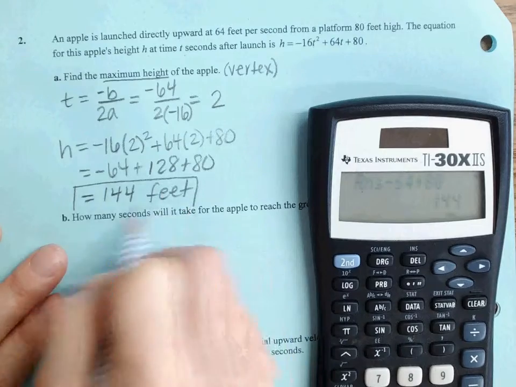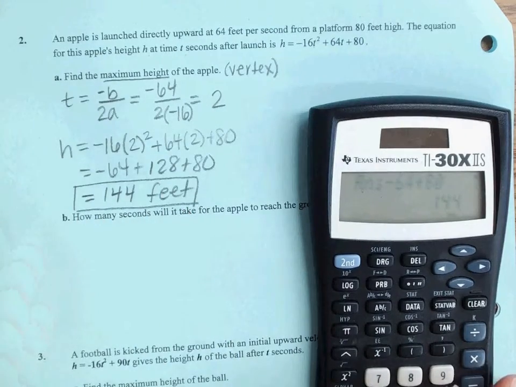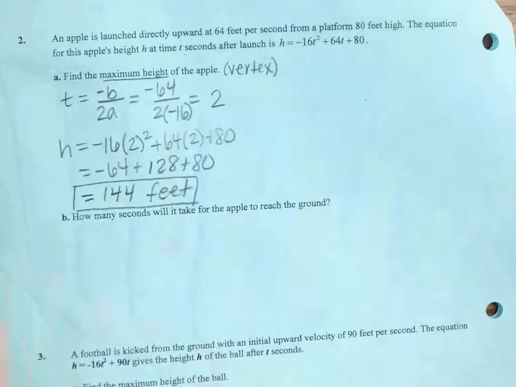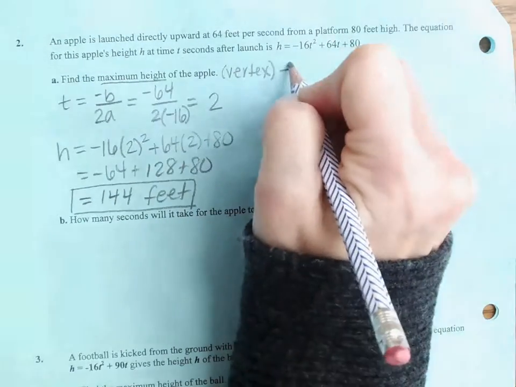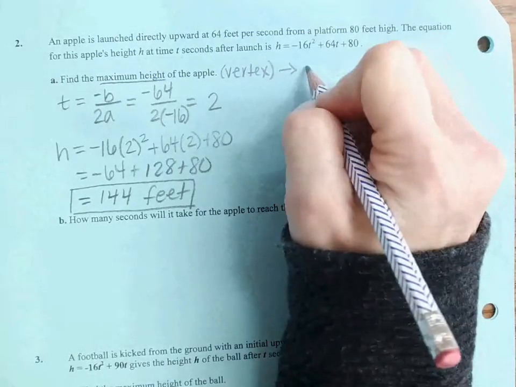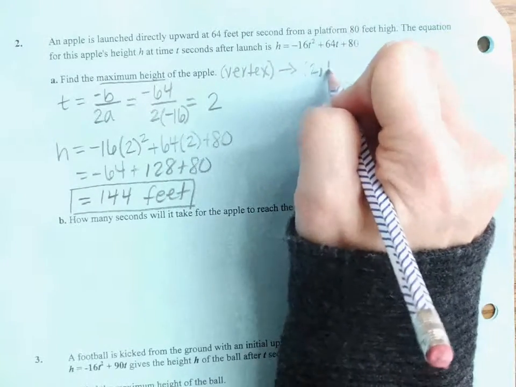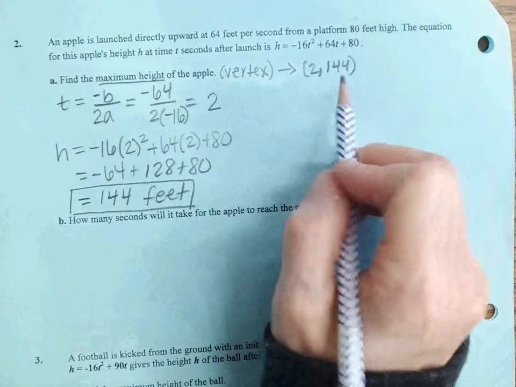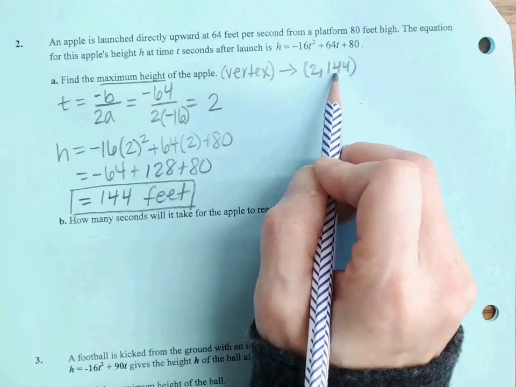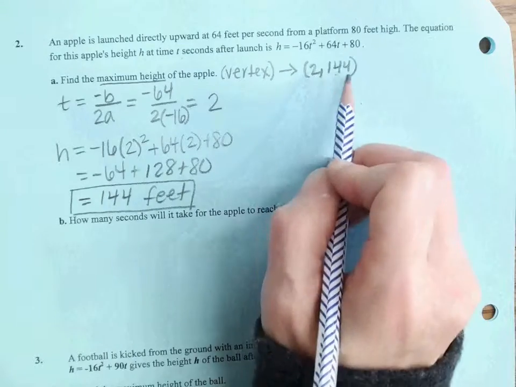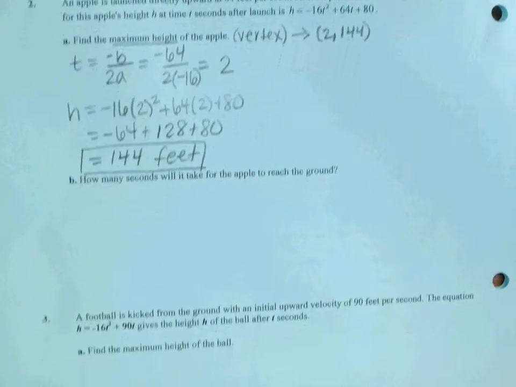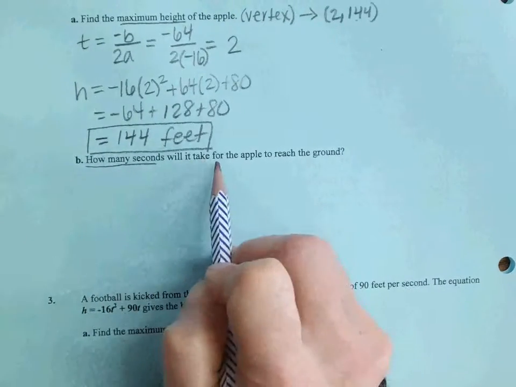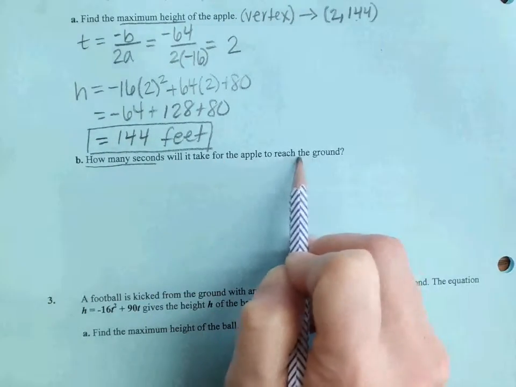So that is going to be my maximum height. That is the y coordinate of the vertex. So again, if I wanted to write my vertex as an ordered pair, it would be 2, 144. But I'm only focusing on the height part of it. It'll be at 2 seconds, but just the height part. So part B says, how many seconds will it take for the apple to reach the ground?